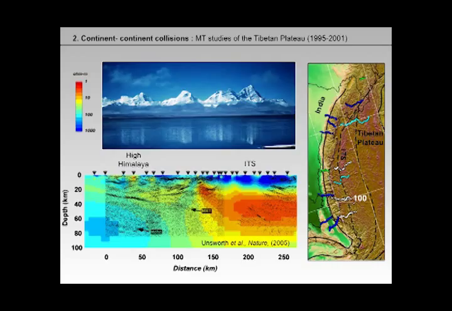Each triangle is an MT station, and what this figure shows is the results of inverting the data. So we're processing the data, finding a model which fits the data. We've really now in the last couple of years moved to fully 3D imaging, and we get similar results. But this illustrates the main points, how this method works. So we're seeing here in the crust, so here's the high Himalaya. This will be towards the south.